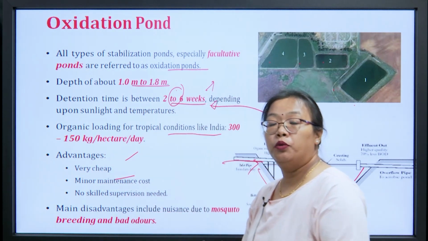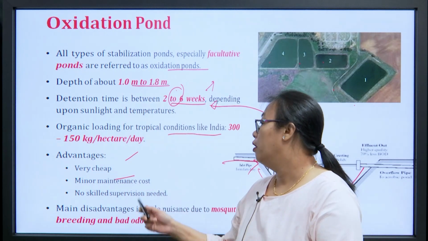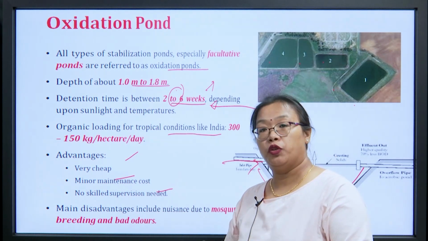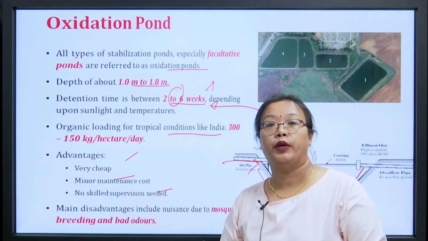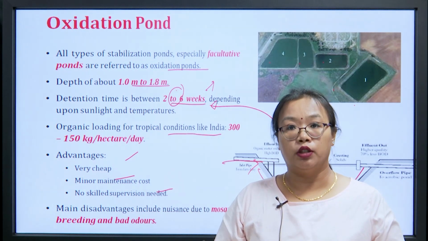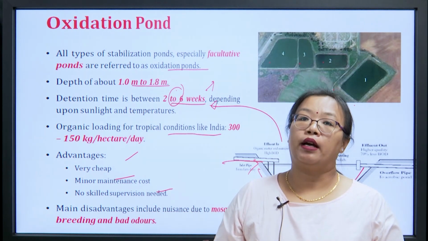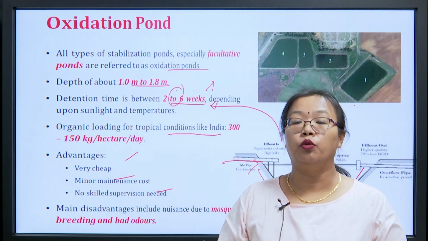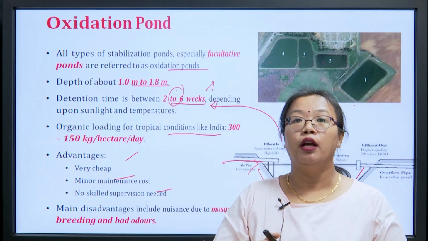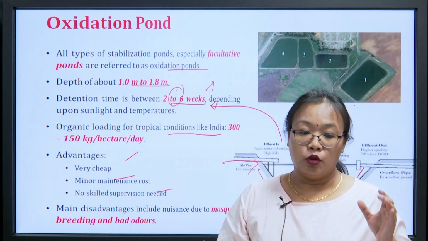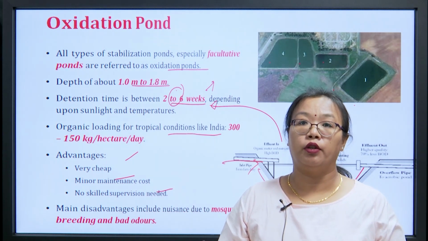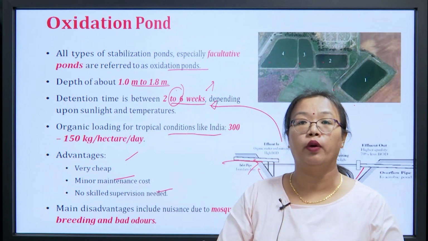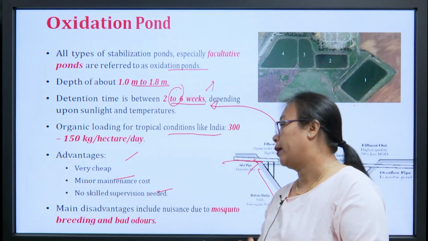कुछ भी नहीं करना है आपको, you just dug out a pond and nothing more, right. Very low maintenance cost, minor, and no skilled supervision required. You do not need to keep a person to check how it is working. You can simply leave it, come back after 1.5 months, come back after 2 weeks and then see what is happening. You don't need to see कि कुछ pipe on है नहीं है. Like in ASP you require someone to be there, a skilled supervisor. Even in trickling filter also you require someone to check कि कुछ choke नहीं हो रहा है. But here you don't require anyone. You can simply leave, forget about it and come back.